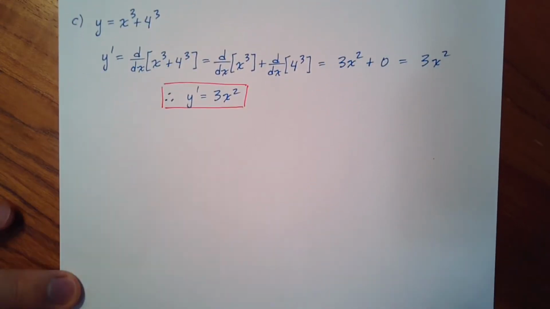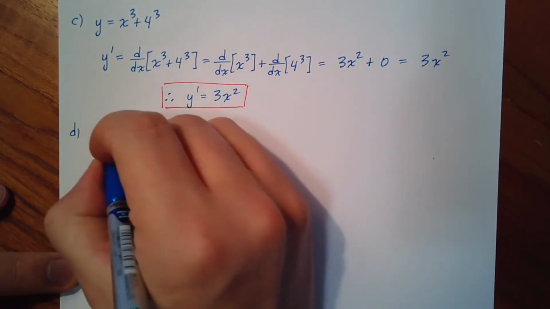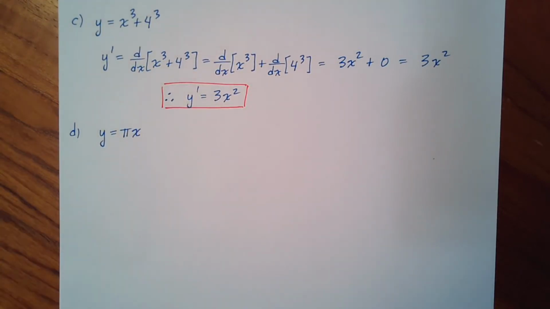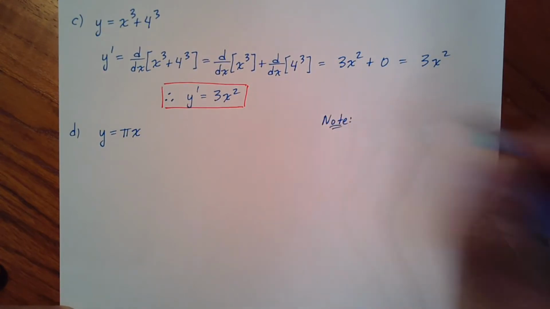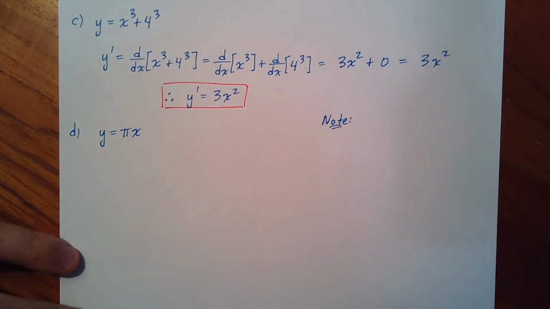Okay, part D. What was the function for part D? We had y equals pi times x. Okay, I want to make a note before we finish this one. There's a convenient observation you can make, and it really helps to make this observation and also to remember it. It can save you a lot of head scratching.